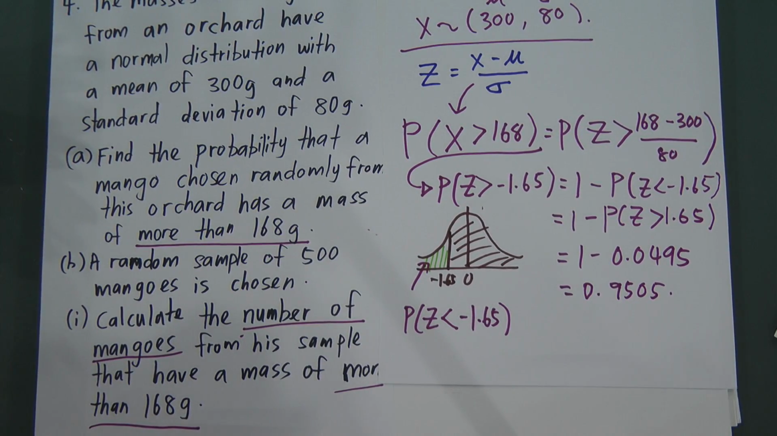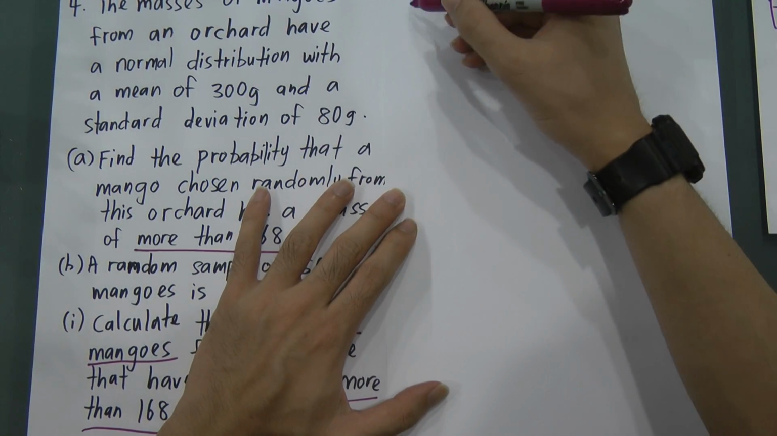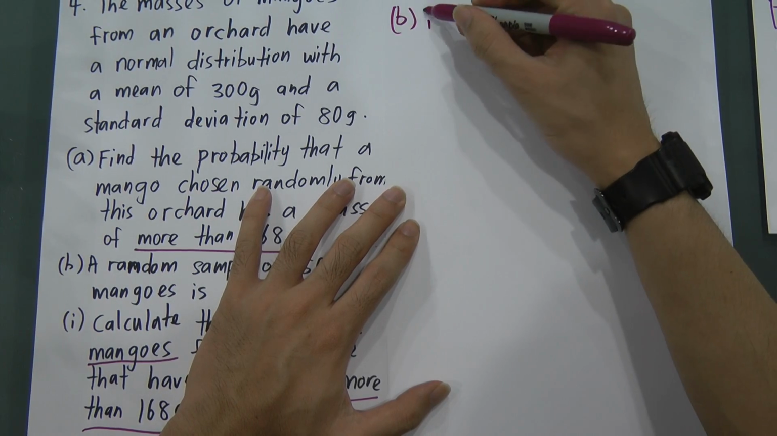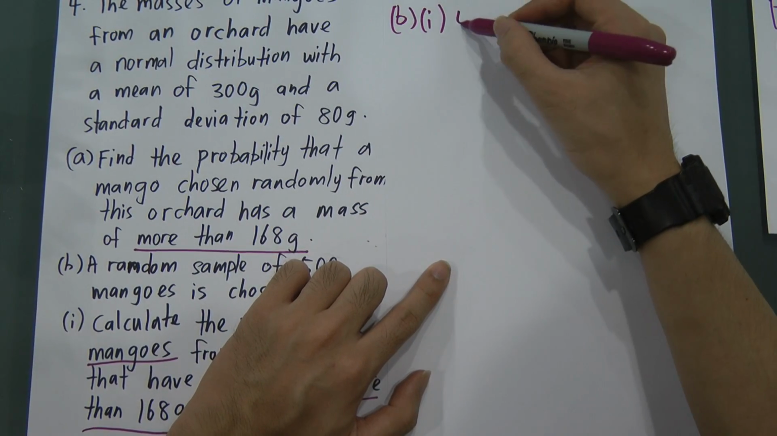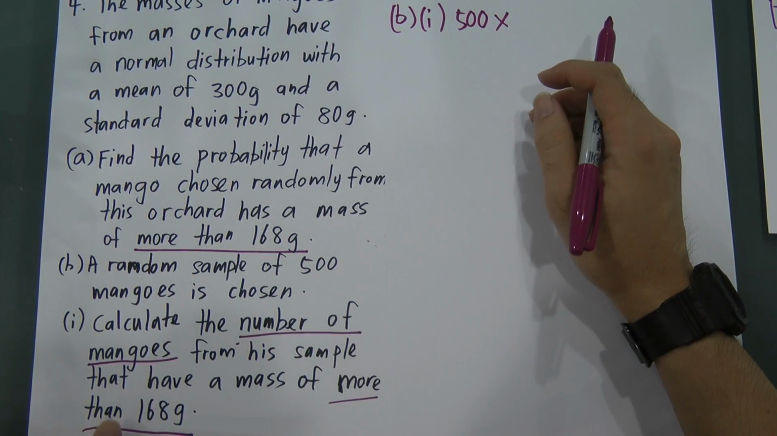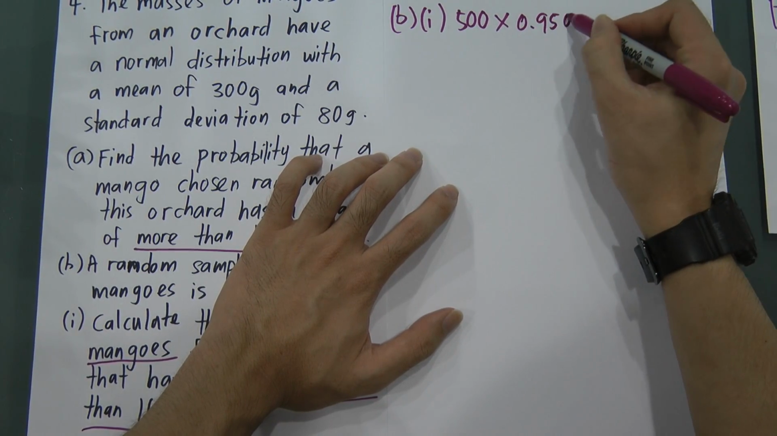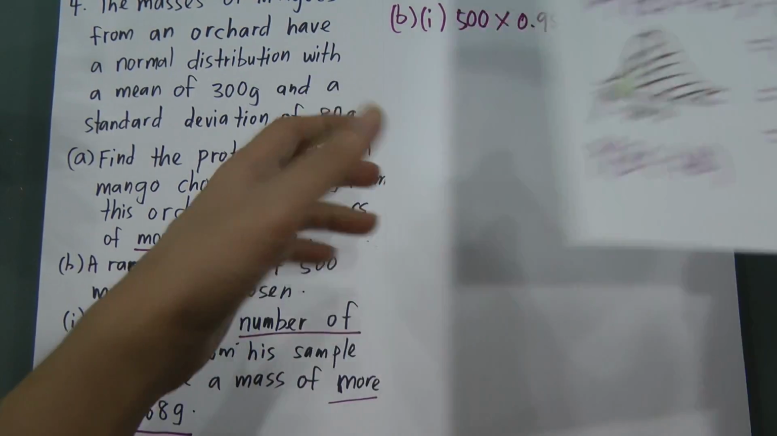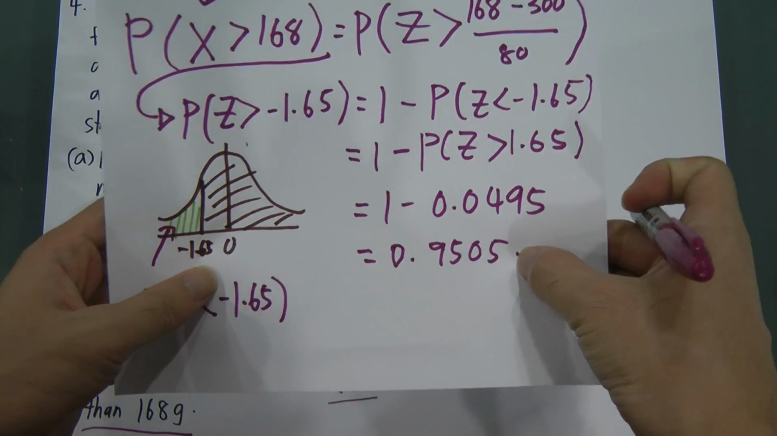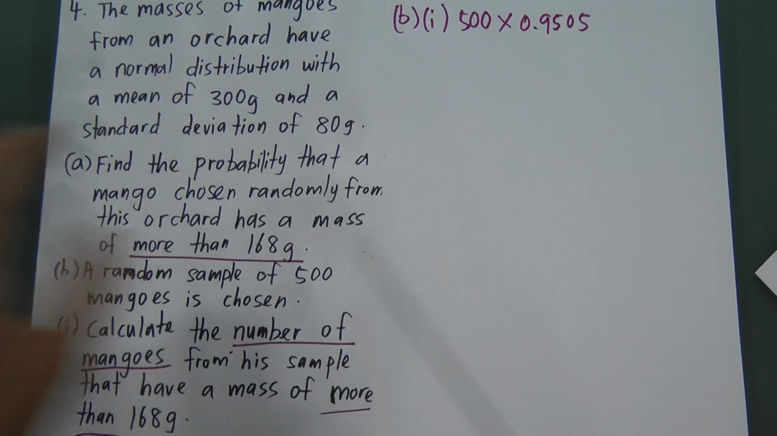So is that simple? Okay, I take a new paper. So for part 1 of B, we have the number of mangoes is 500. Okay, and then we have the probability for a mango to have a mass more than 168 grams is 0.9505. Okay, this one I got it here. Okay, 0.9505, the 500 I got it here. All the information is here. So then you just press the calculator. 0.9505 multiplied by 500.